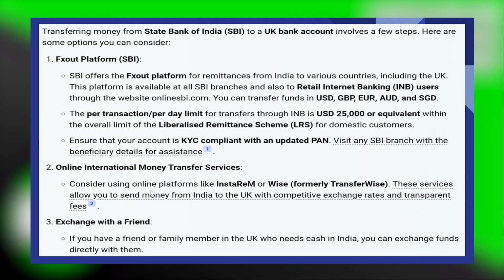Also, consider using online platforms like Instarem or Wise. These services allow you to send money from India to the UK with a competitive exchange rate and transparent fees. If you have any friend or family member in the UK who needs cash in India, you can exchange funds directly with them.